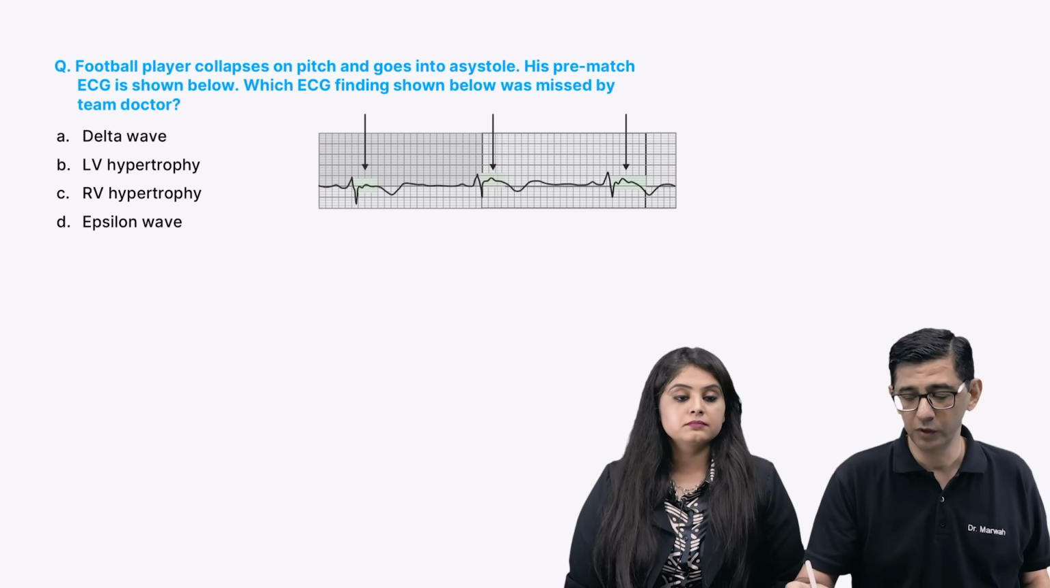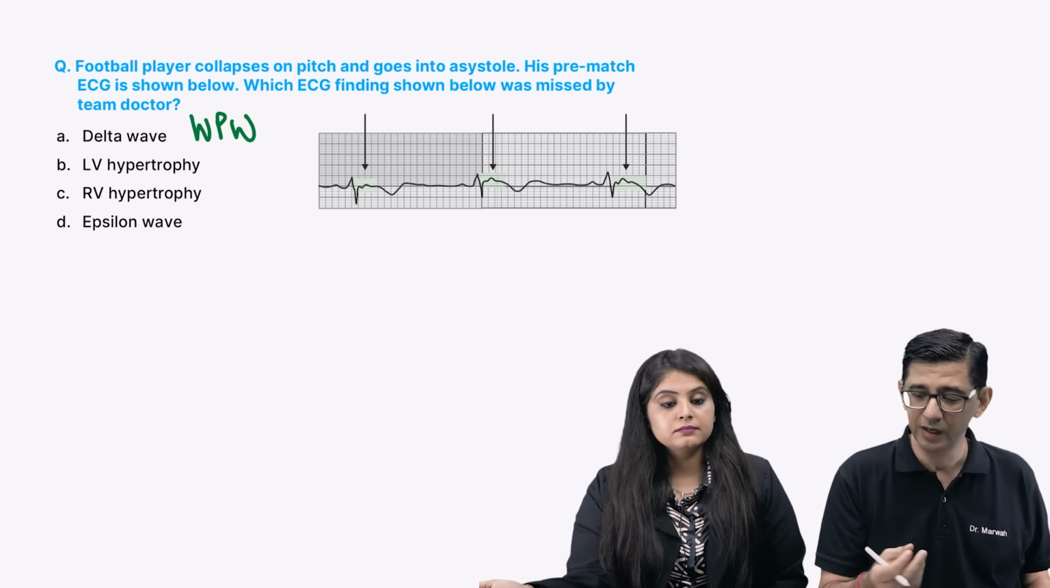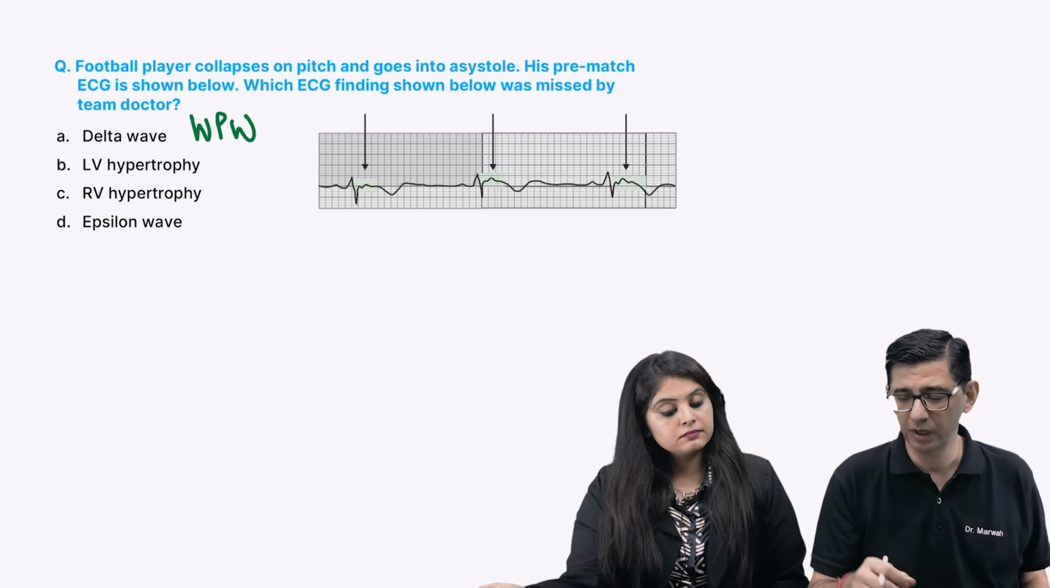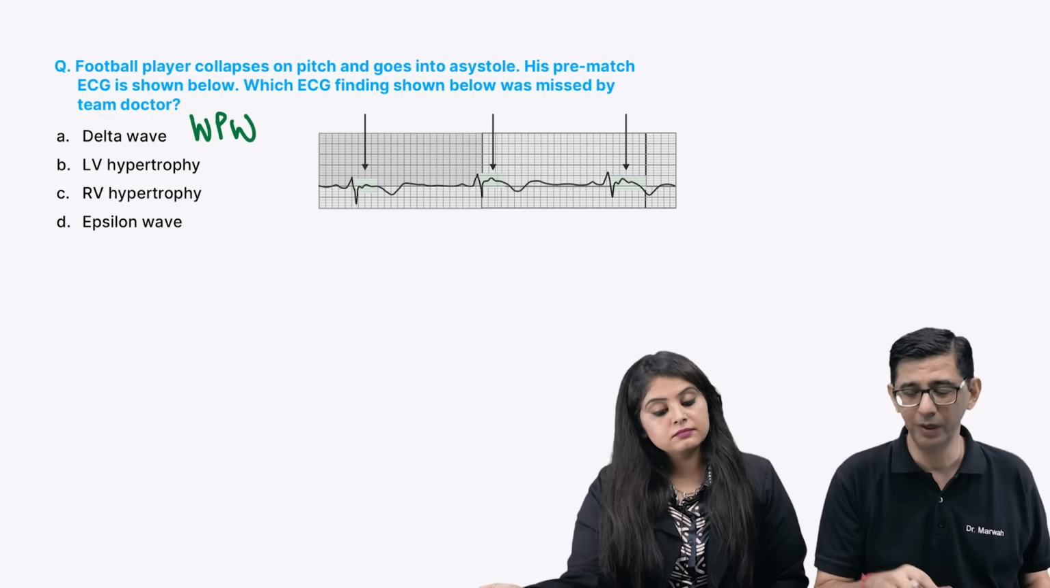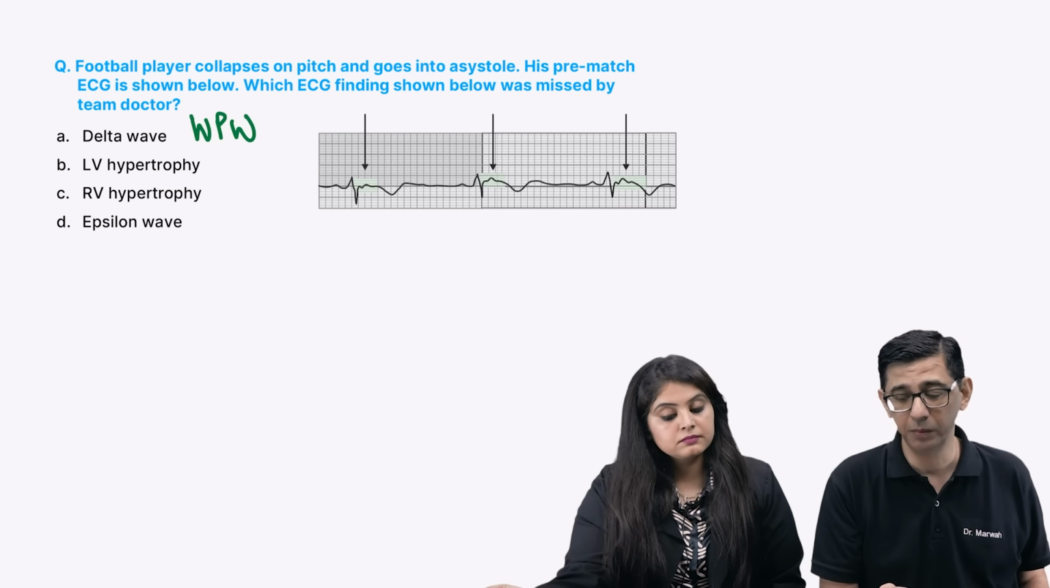You see, delta wave is what we read with respect to Wolff-Parkinson-White syndrome, and then it has a short PR interval. There would be symptoms of palpitations present. So, I mean, again, somebody with a WPW cannot be expected to be performing at a level of physical stamina that these guys would be required.